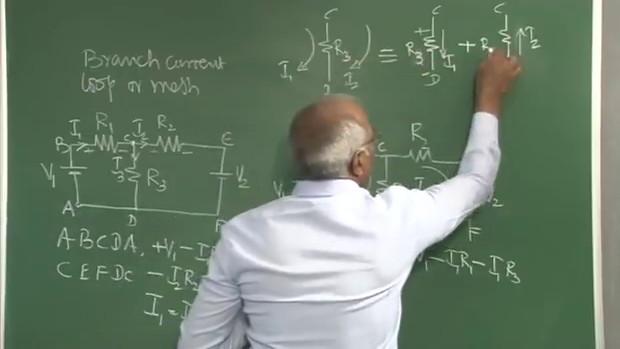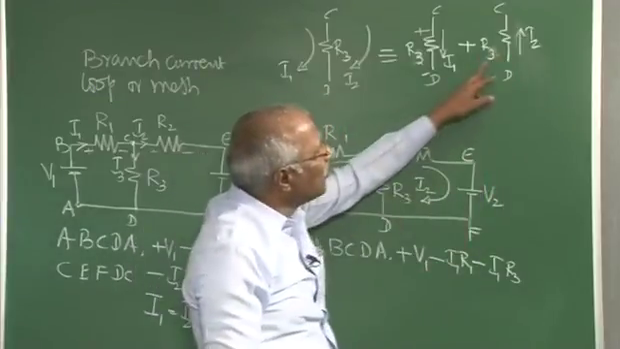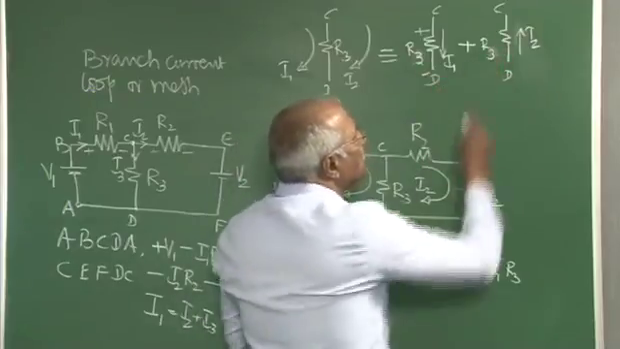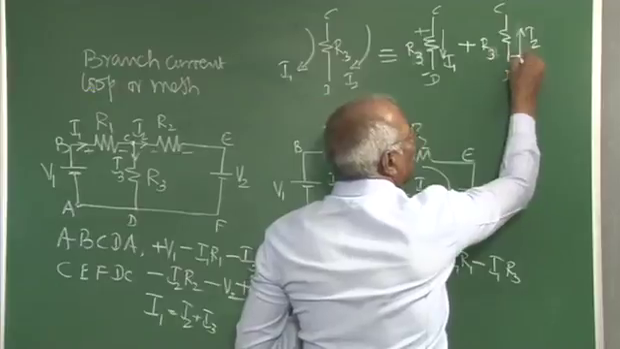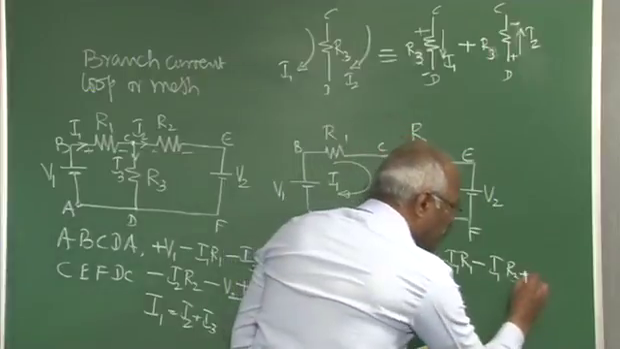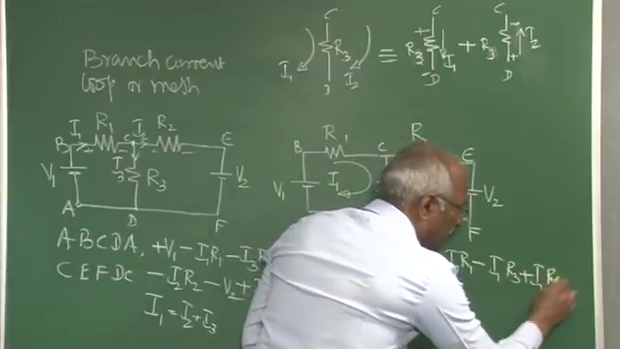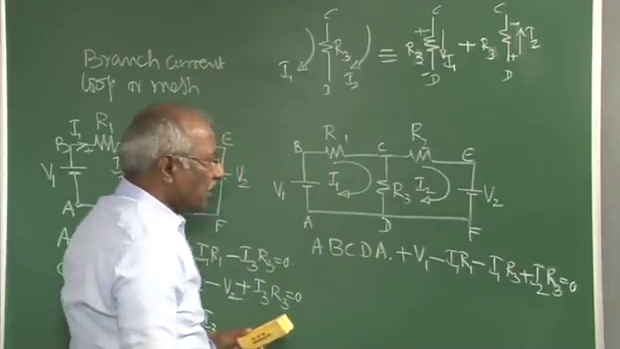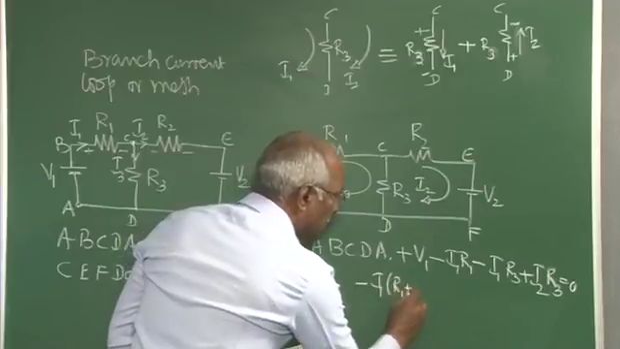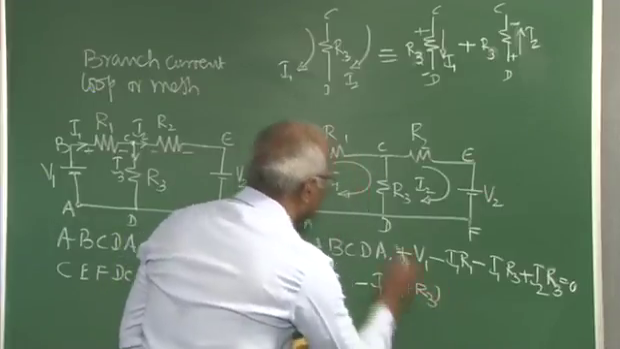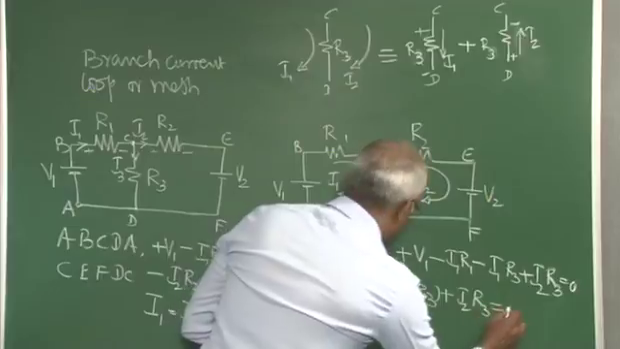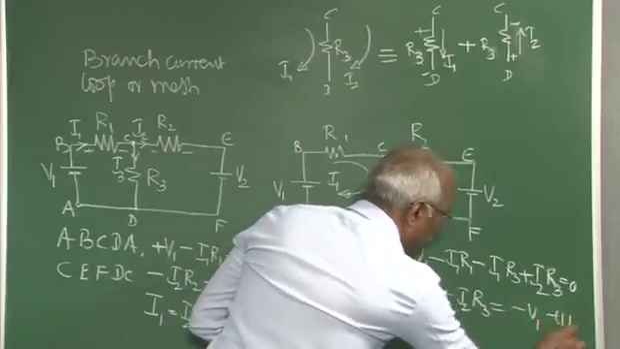It is R3. And there is one more current in this one, that's nothing but I2. As far as I2 is concerned, since we are moving this way, the current is flowing from plus to minus, but we are moving from minus to plus, therefore it can be taken as plus I2 into R3 must be equal to 0. So with that, it can be simplified as minus I1 into (R1 plus R3) plus I2 into R3 equal to minus V1. You can call it equation 1.